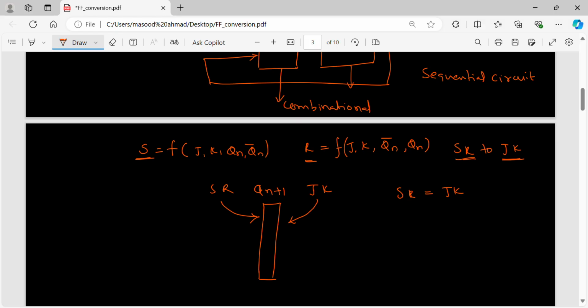So in the next lecture we are going to look at one sample example, wherein we are going to convert one flip flop to another flip flop.